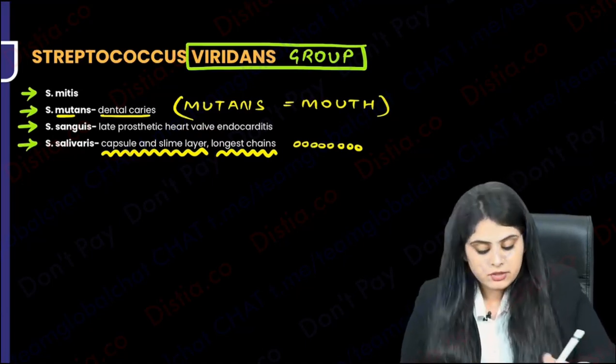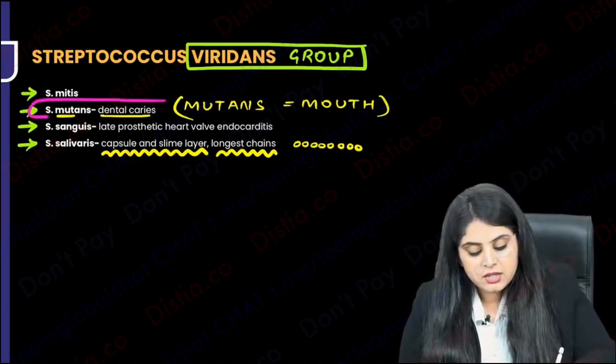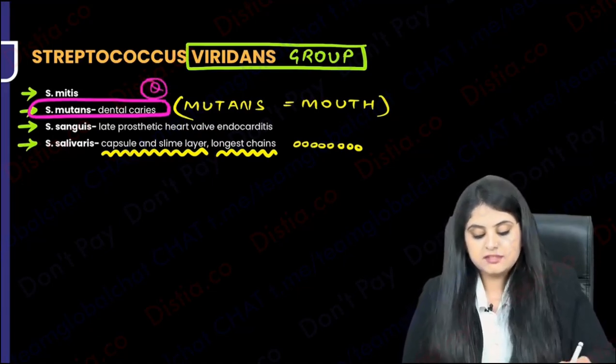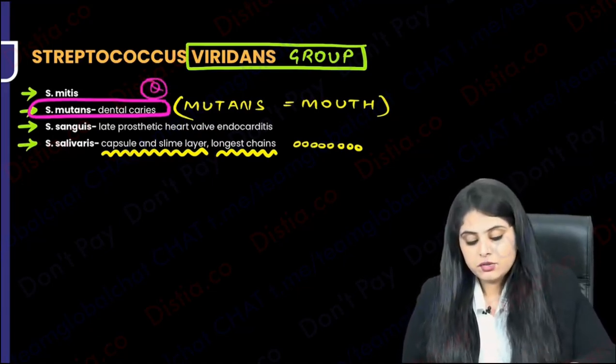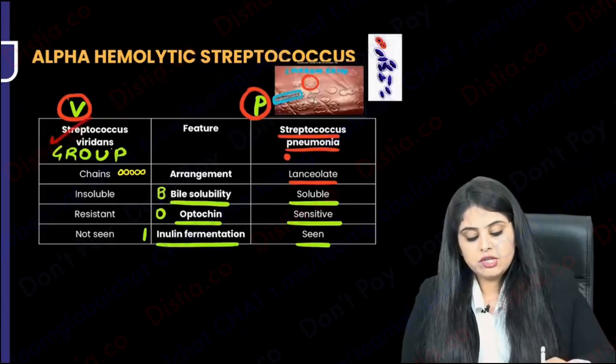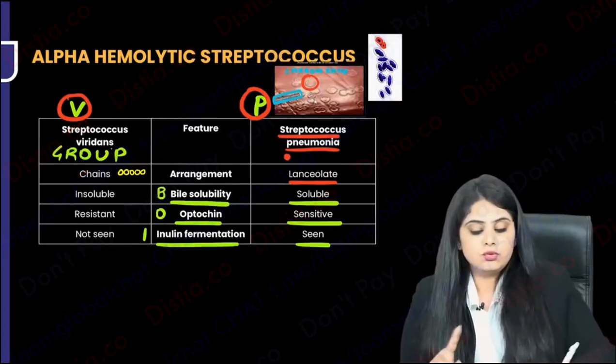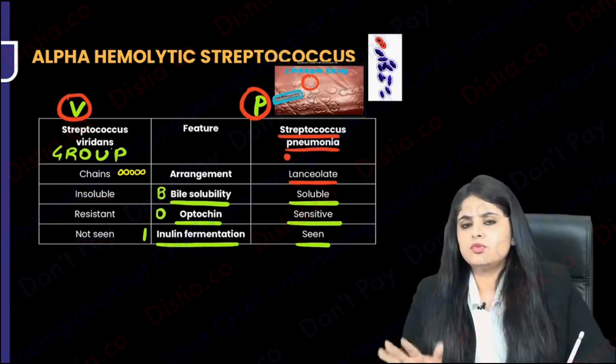The most important question that you get over here, let me remind you again: mutans causing dental caries. Very, very important. That is the story of Streptococcus viridans. The rest you know, it will be in chains, and in the biodata everything is no, no, no. No bile solubility, no inulin fermentation, no optochin sensitivity. Everything no, no, no.